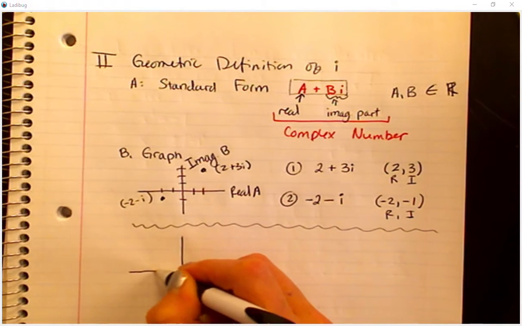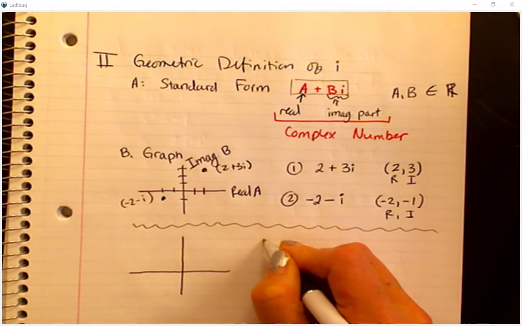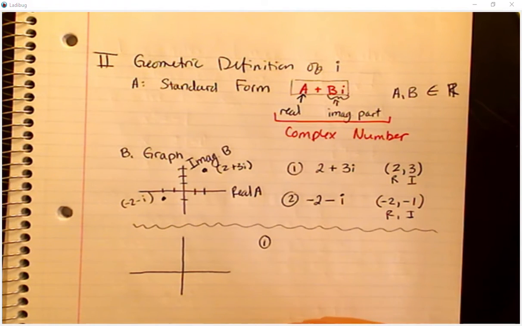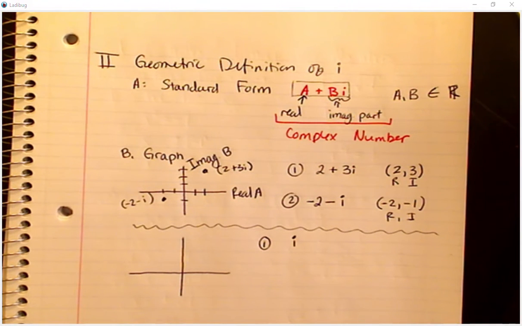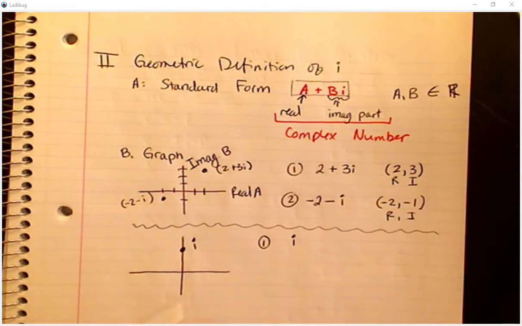New axes. Plot i. What's the real part? What's the imaginary part? Zero, 1. So (0, 1).